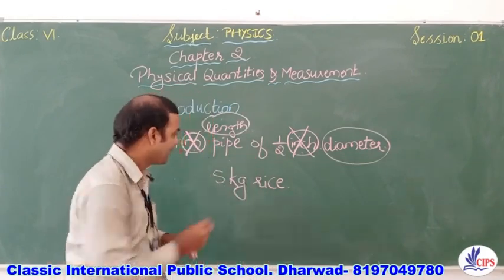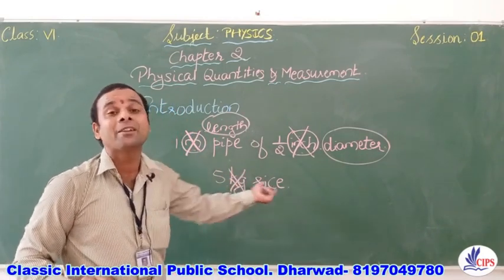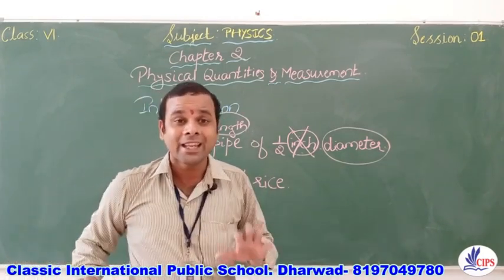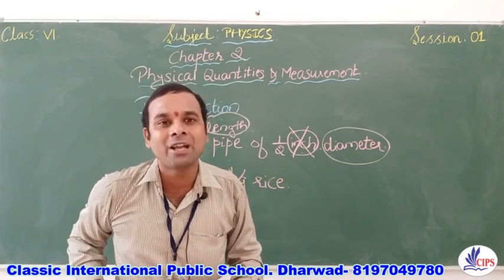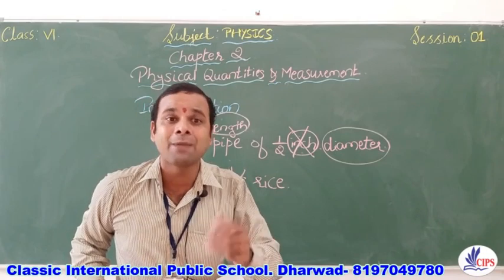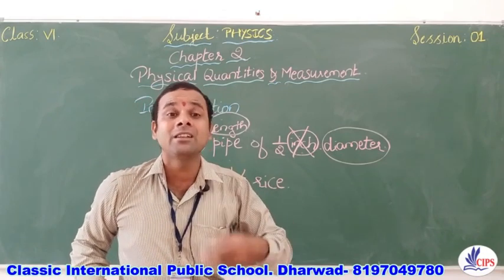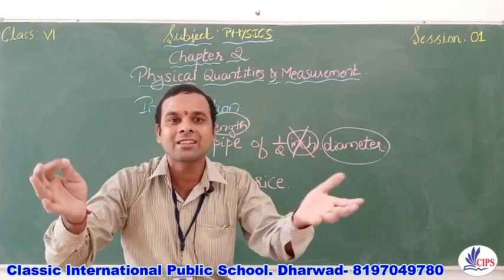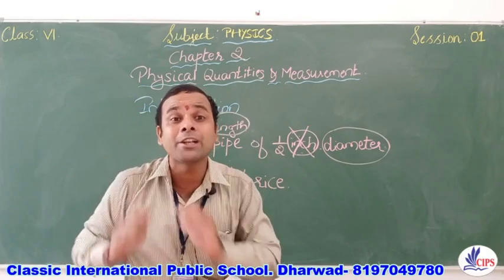Suppose you delete this kg and you just say give me 5 rice. Then what is the value he must give? 5 grams, 5 milligrams, 5 kg, 5 quintal, 5 ton? He doesn't understand which term you want. What is the actual value you want?